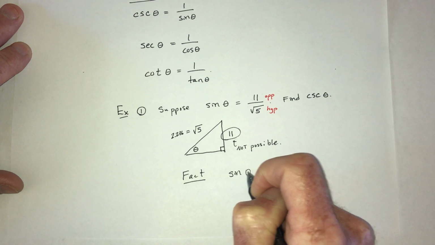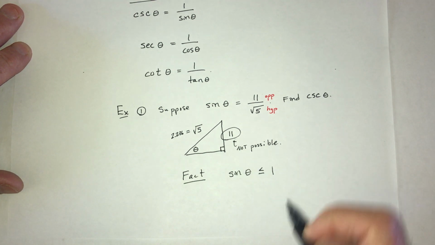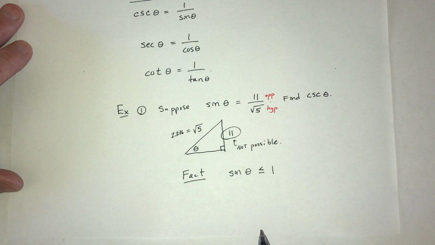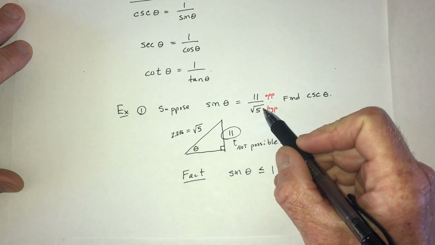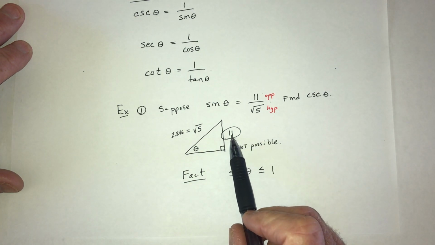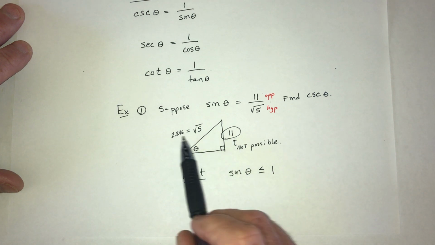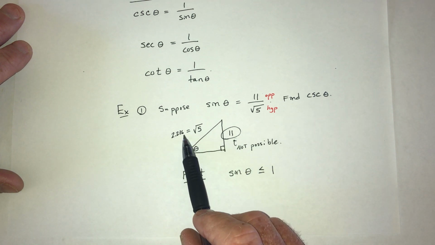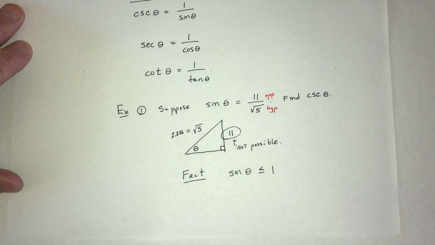So in fact, sine of theta always has to be less than or equal to 1. It can't go beyond 1 when you're looking at its fraction, because this has to be a smaller number divided by a bigger number, and when you have a smaller number divided by a bigger number, the result is always going to be less than or equal to 1.